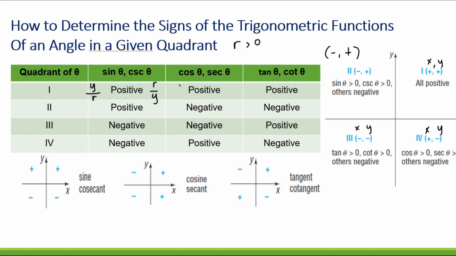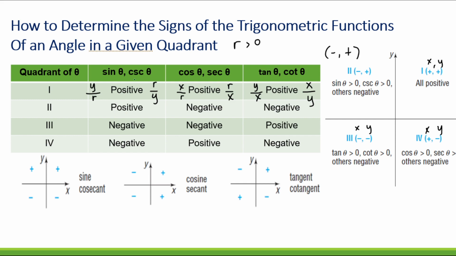Cosine of theta is x over r, and secant of theta is r over x. So they will have the same sign as well. Tangent and cotangent are reciprocals of each other. Tangent is y over x, and cotangent of theta is x over y. And so this chart will tell you the signs of each one.